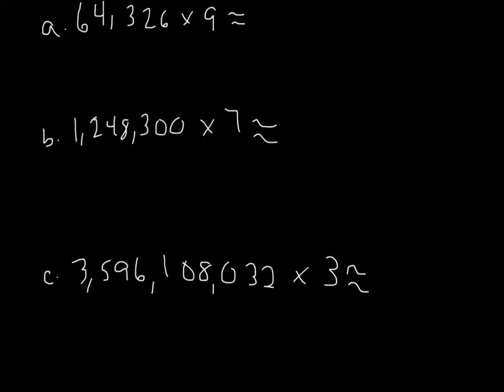but on multiplication that's not necessary. On multiplication we're actually going to use what's called front-end rounding, and front-end rounding means you just round both numbers to the furthest place to the left no matter what. I want you to think about, why would we round both numbers to the largest place no matter what?